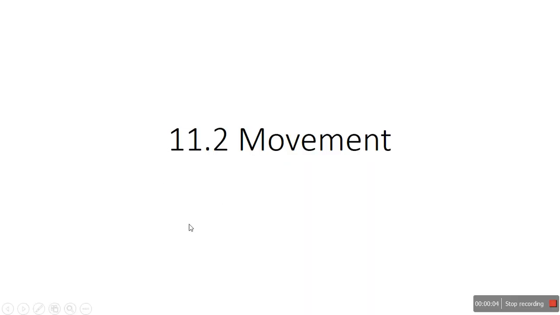Hello everybody and welcome to 11.2 on movement. In this unit we're going to be looking at the structure of muscles and bones and how they all link together to allow us to move.